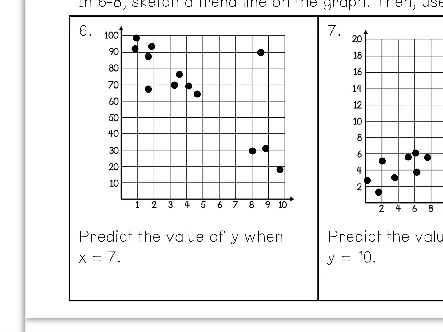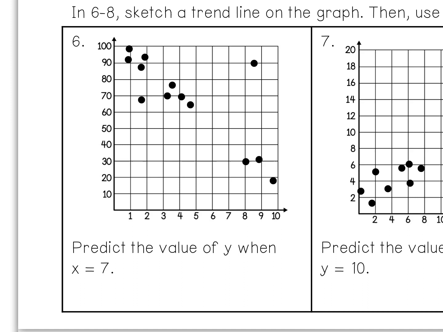Okay, so let's look at number 6. Before I predict the value, I'm going to draw a line. I think it should probably go something like that. Now, what is this thing over here called on the outside? An outlier. So in this case, the data does have an outlier. But it wants to know, predict the y value when x is 7.